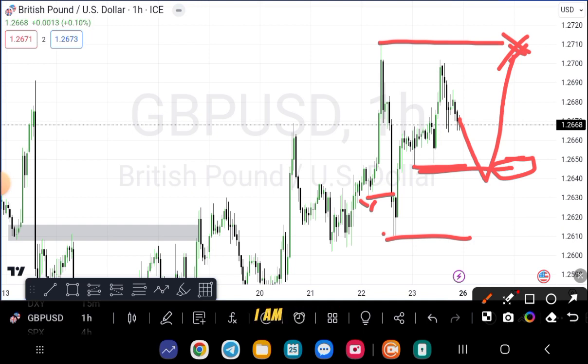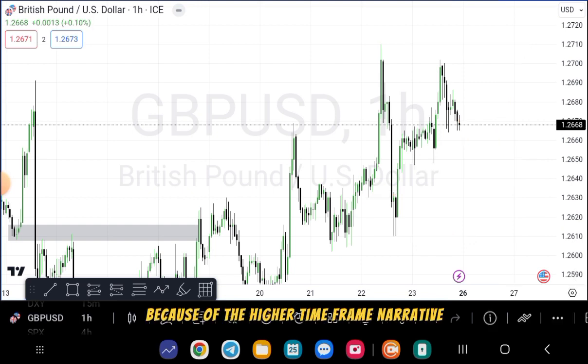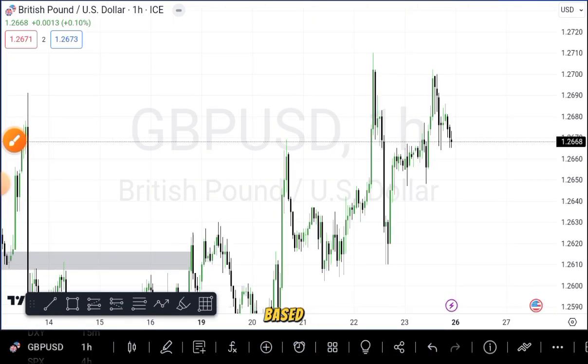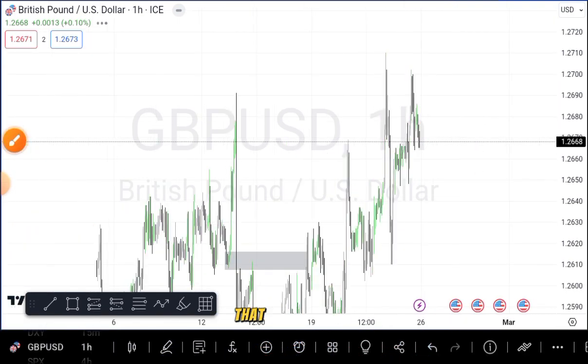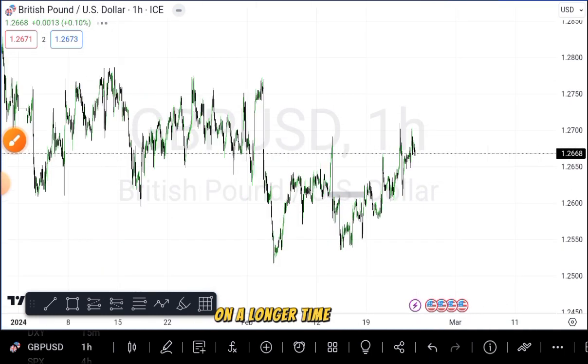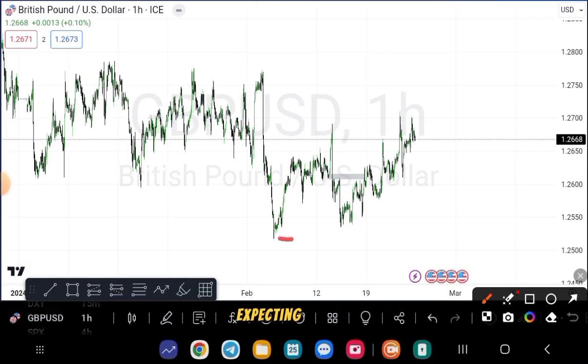However, I am heavily bearish on GBP USD because of the higher time frame narrative. So I'm on this sell here based on the higher time frame narrative right there, and I'm expecting a little pullback all the way to that area, and then the sell should be large into here. Now the reason why that bias is there on a longer time frame, all right, I'm expecting to sell up to that area and even go lower.